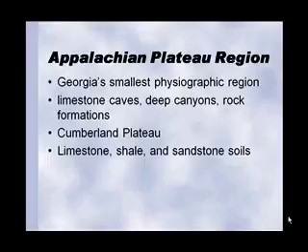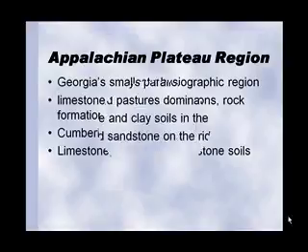Georgia's smallest region is the Appalachian Plateau. It is made up of limestone caves, deep canyons, and rock formations. The Cumberland Plateau is also located here, and the soil is made up of limestone, shale, and sandstone.